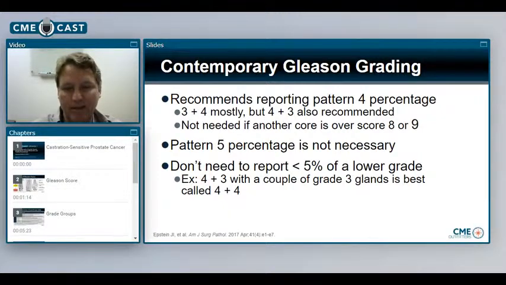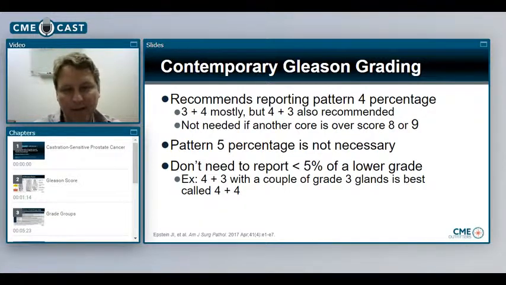When you have a core that's high grade, say 8 or 9, then it really doesn't make any difference anymore, because now we have a high grade carcinoma. It's irrelevant whether there's 20% pattern 4 or 5% pattern 4. You have a Gleason score 4+5 on another core, so it's not as significant. Pattern 5 percentage is not necessary on a biopsy. Doesn't make any sense. Any pattern 5 at all just goes immediately to either 3+5, which is extremely rare, or the more common 4+5.